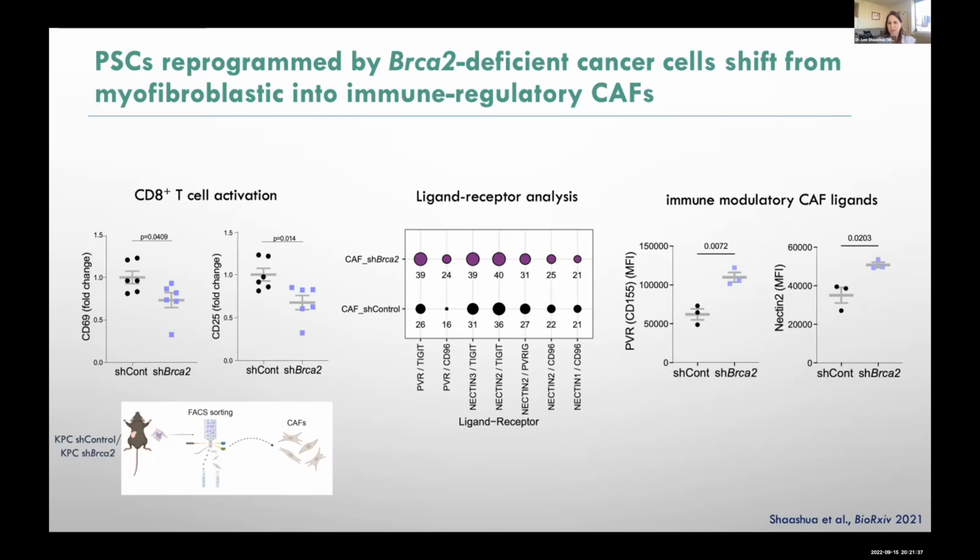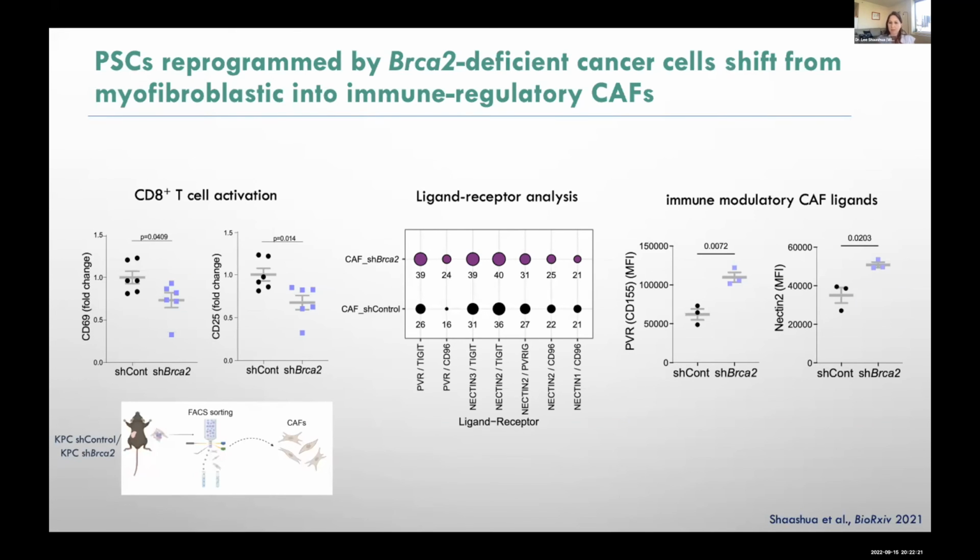To understand which ligands on the CAFs may do this effect, we used ICELLNET, which is a computational tool that gives a score of interaction of ligands and receptors. So we used the list of immune modulatory ligands on the CAFs and compared that to the list of T cell receptors, and we found that 6 out of these 7 signaling axes were indeed higher in the BRCA2 CAFs, suggesting that CAFs from BRCA2 knockdown tumors have higher immune modulatory effects.